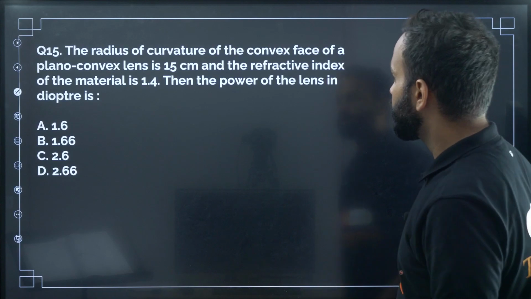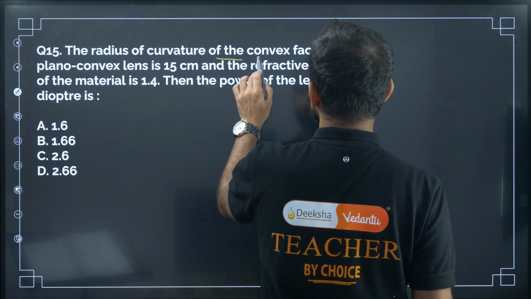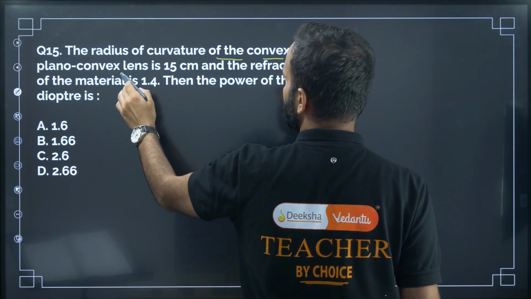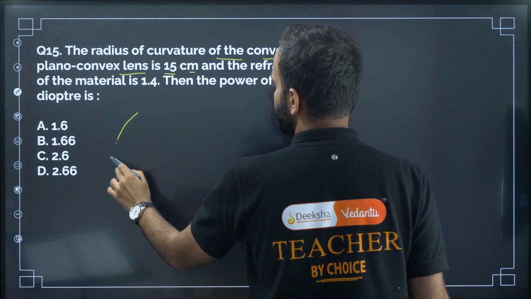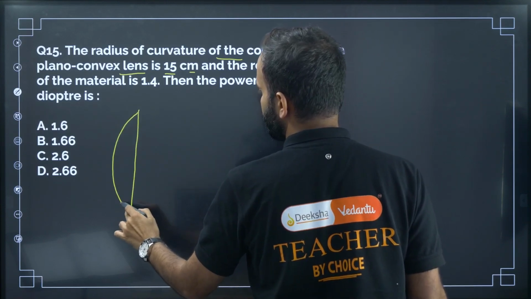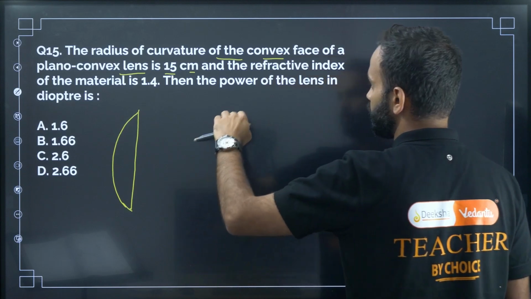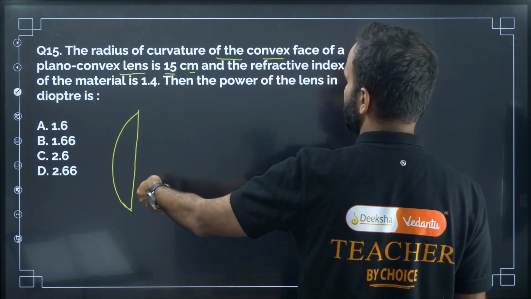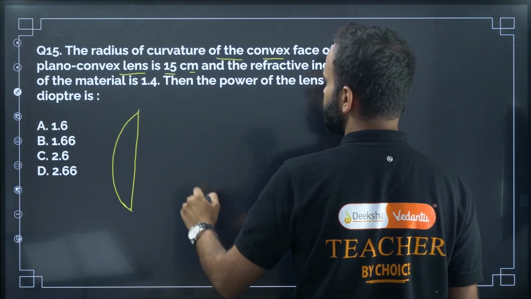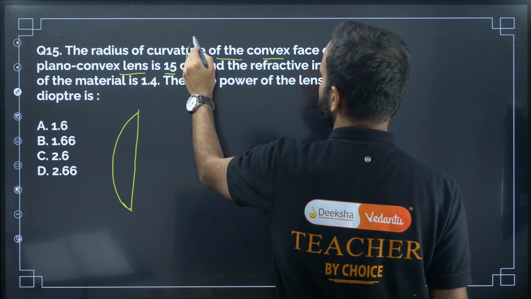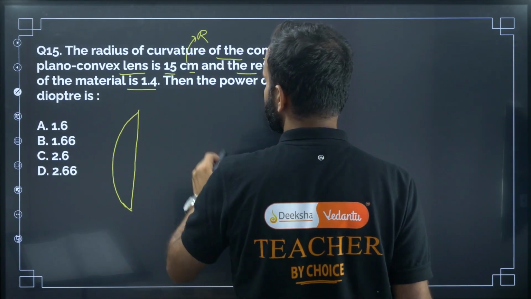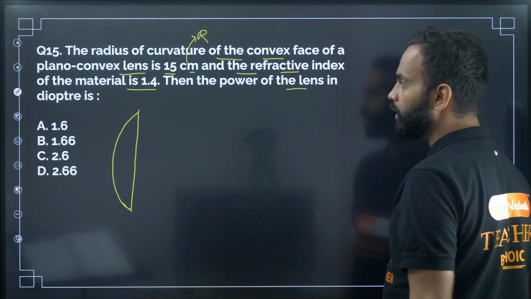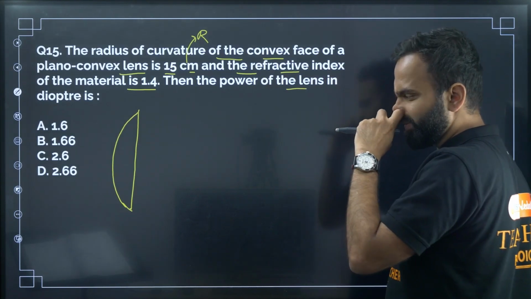Question number 15. The radius of curvature of the convex face of a plano-convex lens is 15 centimeter. So this is the plano-convex lens, and the radius of curvature of the convex face is 15 centimeter, R equal to 15 centimeter. And the refractive index of the material is 1.4. Then find the power of the lens in diopter.